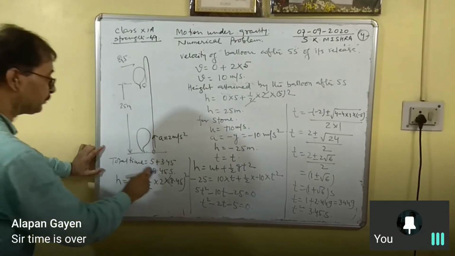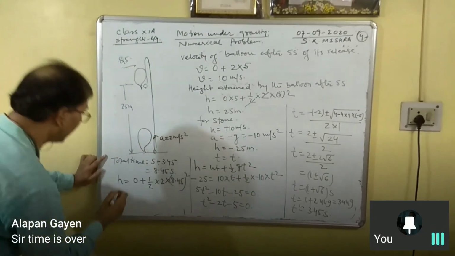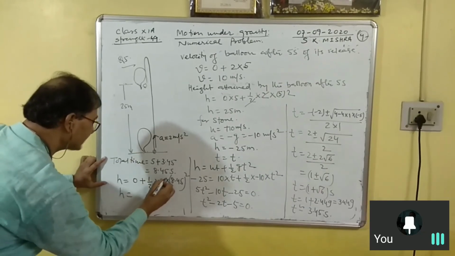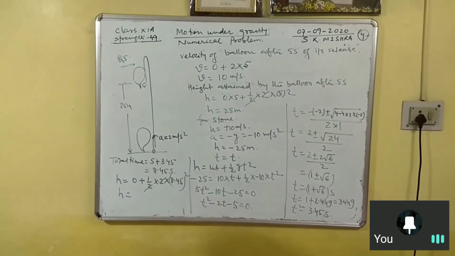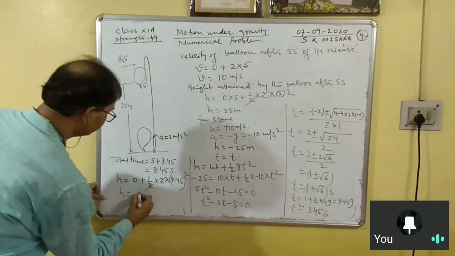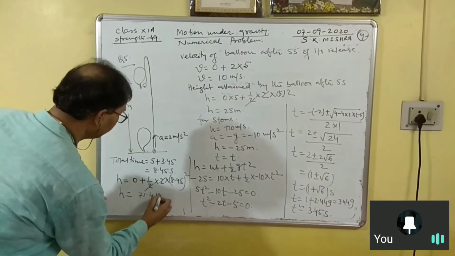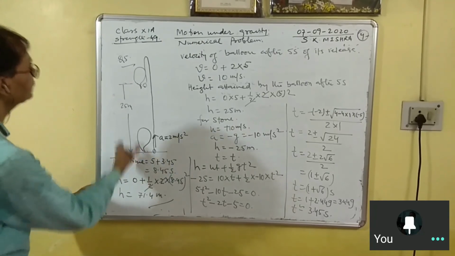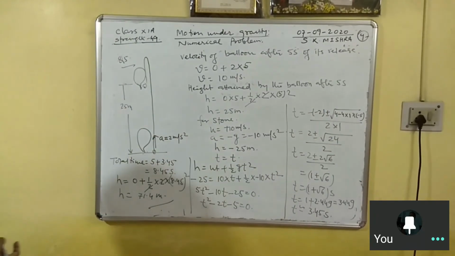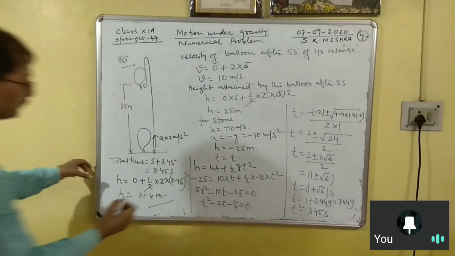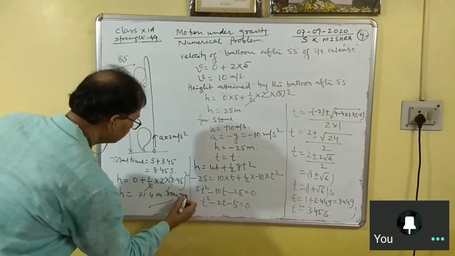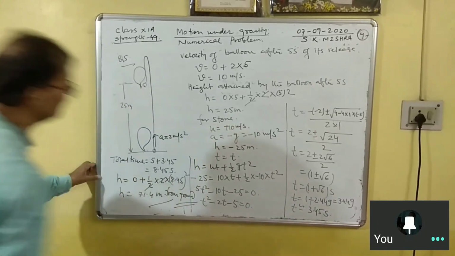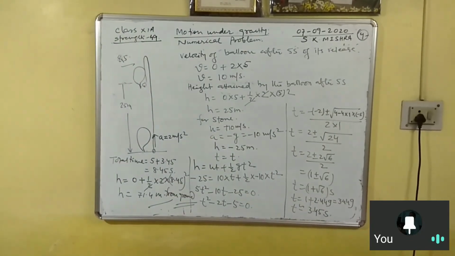So within 8.45 seconds, you can cancel this 2 with this 2, and square it, 8.45 into 8.45. Will it be 71.4? Just see, 71.4 meter from the ground. From the ground it will be at a height of 71.4 meter. So this is the height of the balloon from the ground.